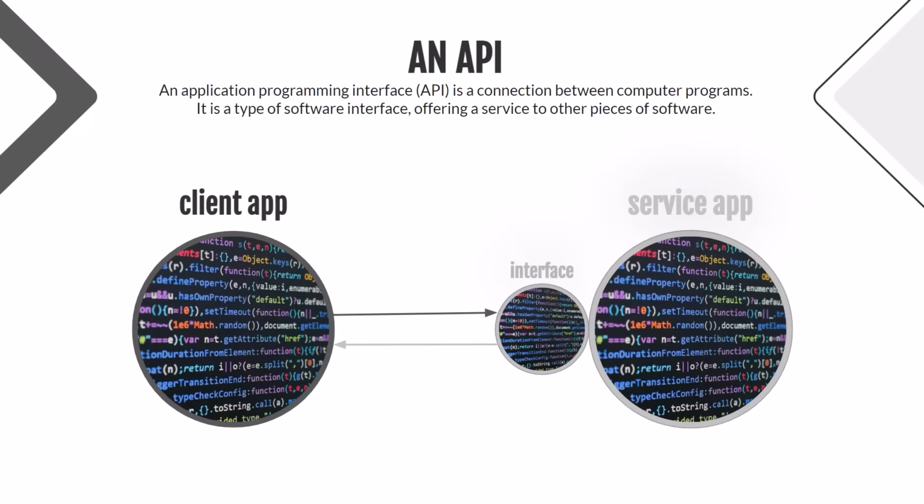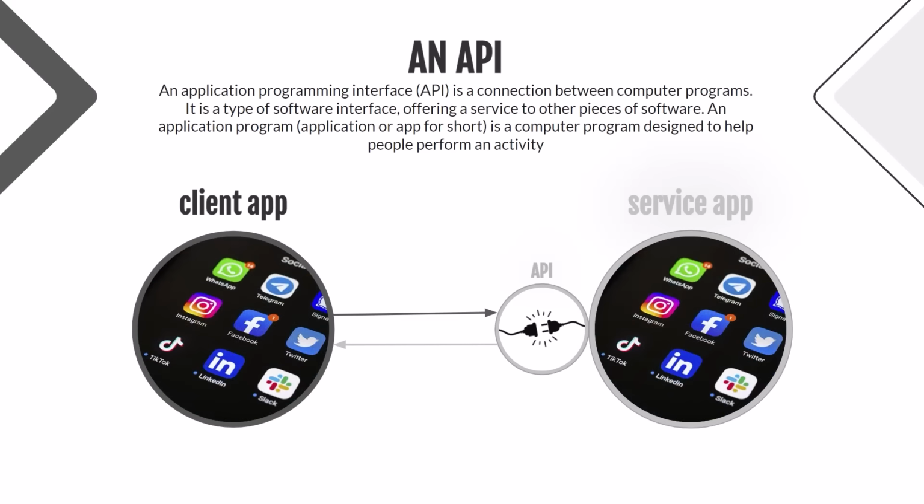It is common to compare the API to the socket, and we will do exactly the same. We agreed that apps are lines and lines of code. But for us end users, an app is a computer program designed to help people perform an activity. For any activity, we have an icon on our smartphone. Because of that, we'll put those icons in the client and service app circles, from the end user's perspective.